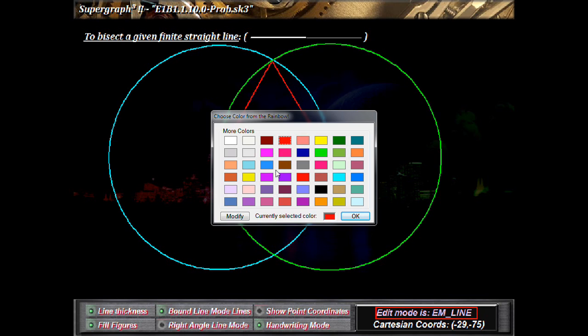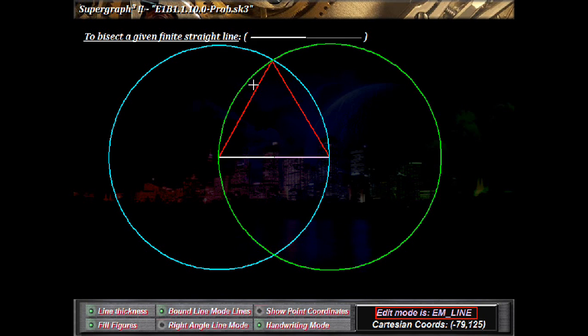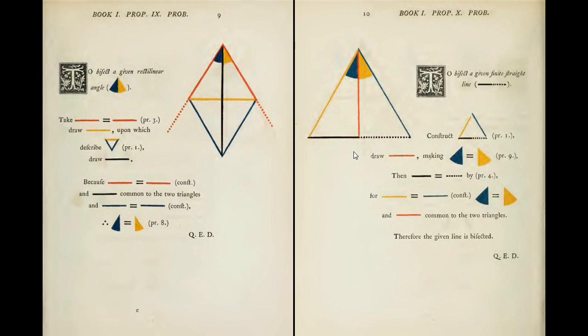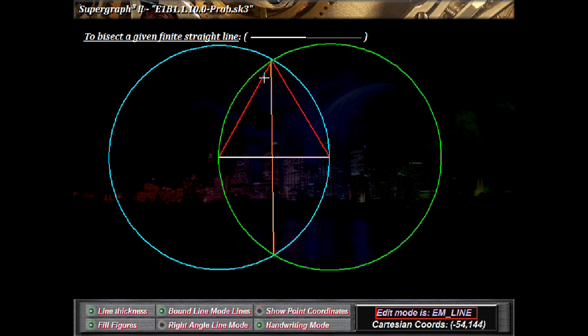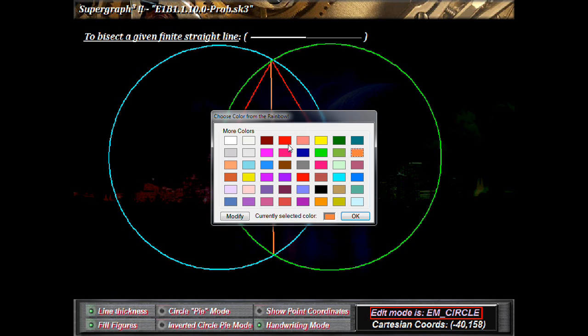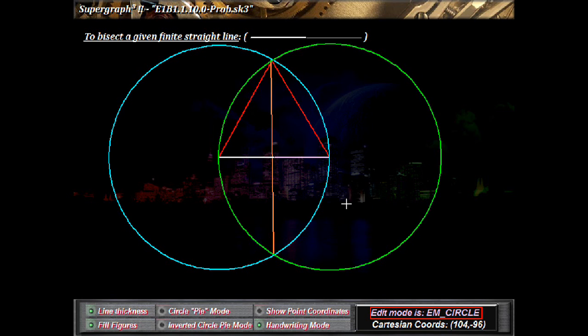And first, I can't use red because I already used red. And I'll just use these points here. Okay. Making equal angles, so these are presumably equal. It's not in my picture.